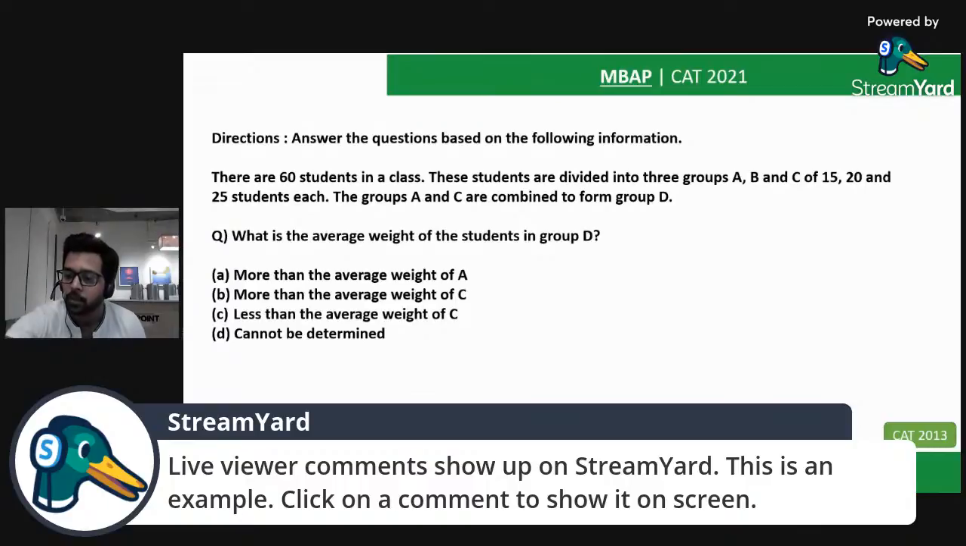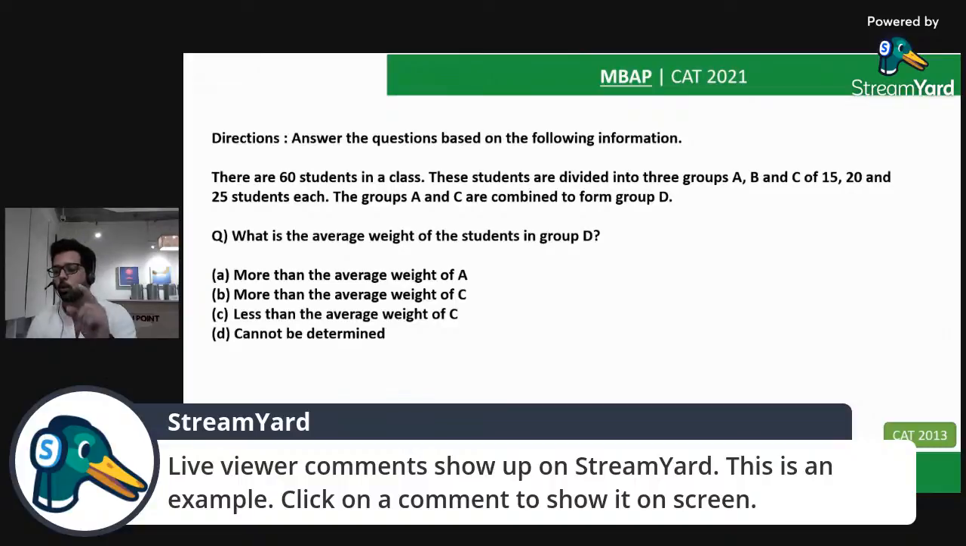I repeat, in this question, I have got the number of students. But do I have the weight of students? I do not have the weight of students. If I do not have the weight of students, how can I find the average of group D? And hence the answer for this question would be cannot be determined.